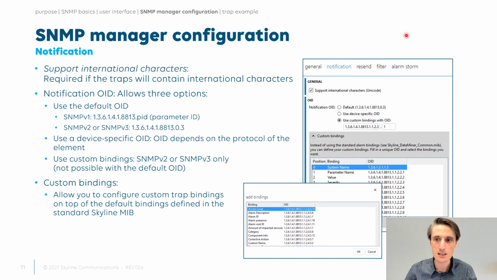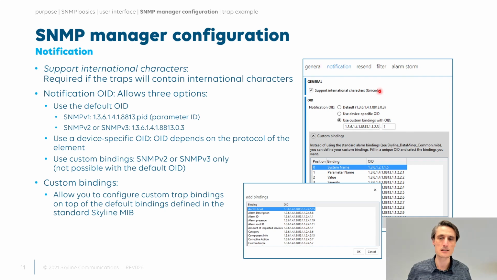So that next page is about how the notification looks. The first option I have is whether my system supports Unicode characters. So if you have special characters with all kinds of accents or special letters being used, it is recommended to make sure that this is activated. Otherwise, certain characters might not get through, like element names, for instance, which could contain international characters.